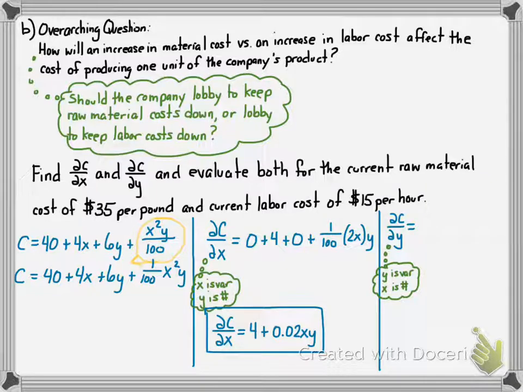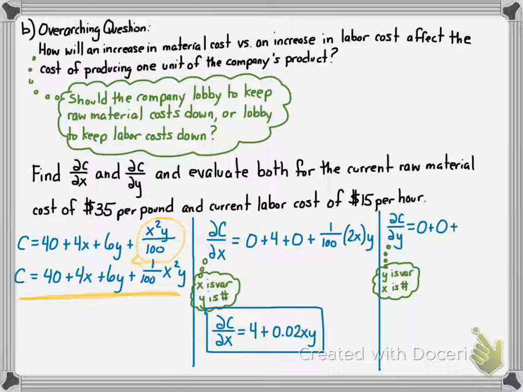Okay, so we are now looking at the partial derivative of c with respect to y, and now I want to shift gears, and I want to think about y as being the variable and x as a number. So when I look back at my original function, my cost function over here at the beginning, every time I see a y, I want to think of y as the variable. Every time I see an x, I want to think of x as a number. So when I take the derivative of the 40, I get 0. My derivative of 4x, well, there's no y's in there, so 4x is a number sitting by itself, so its derivative is 0.